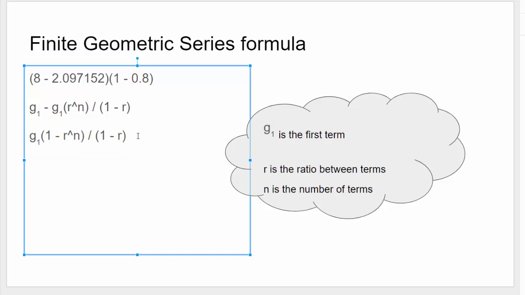It is sometimes easier, incidentally, I should point out, to do those in reverse. Specifically, if r is more than 1, then it's generally easier to do the formula this way, so that you're dealing with positive numbers rather than negative numbers. So you'll see it both ways.